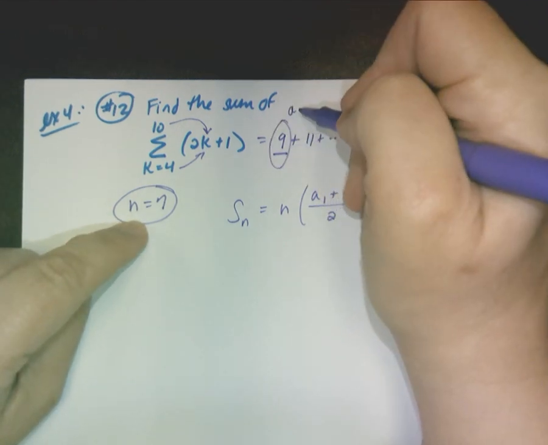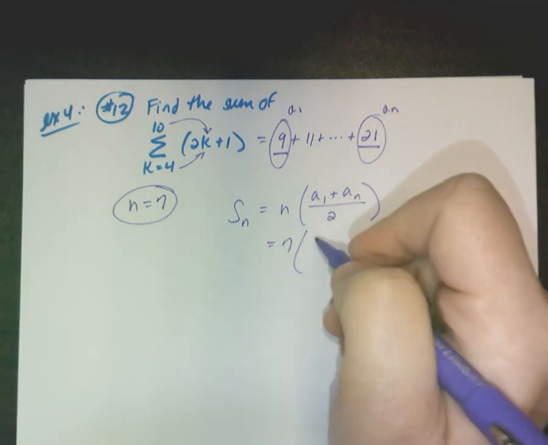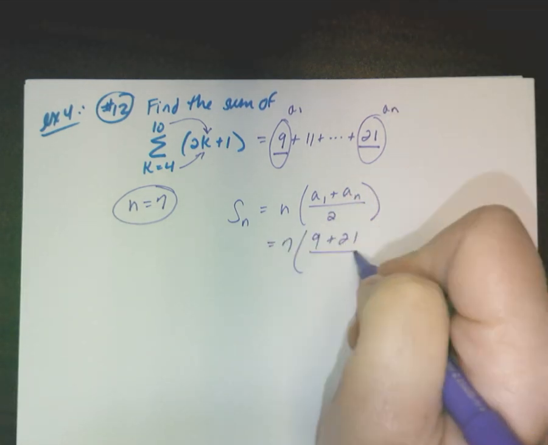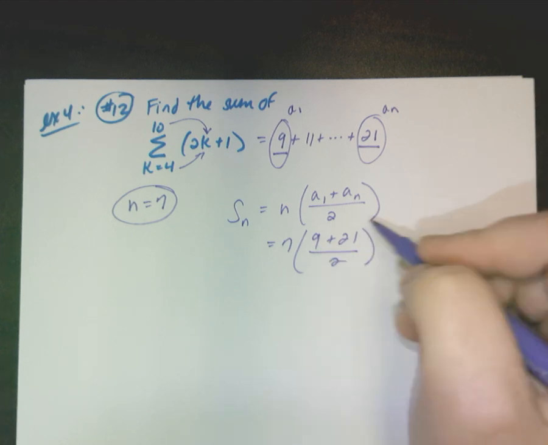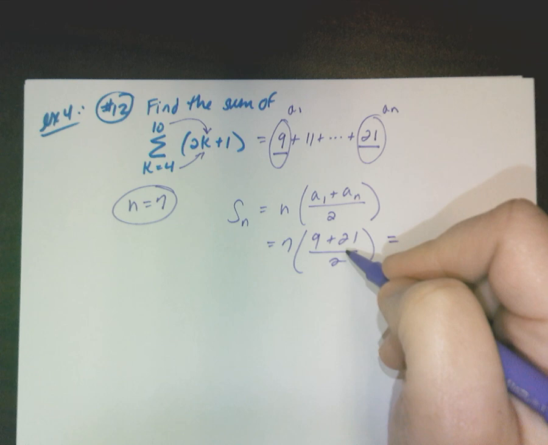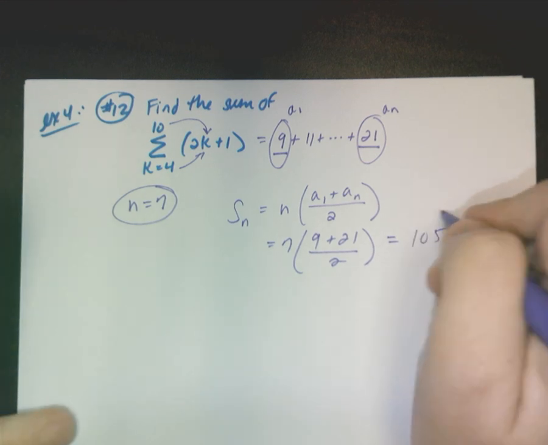This is my a1. This is my an. I'm just going to plug this in. 9 plus 21 divided by 2, and I get 15 times 7. 15 times 7, I think, is 105. Is that right? Yes. 15 times 7, 105. All right.